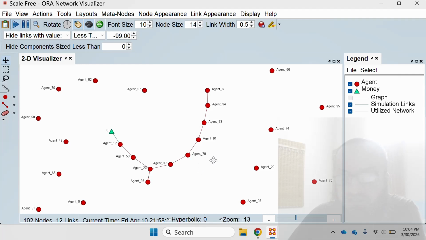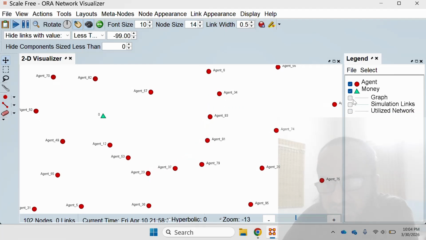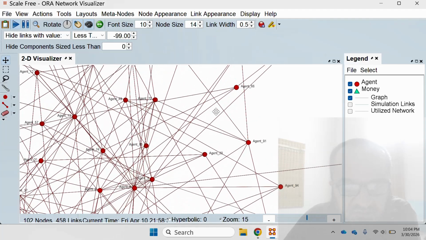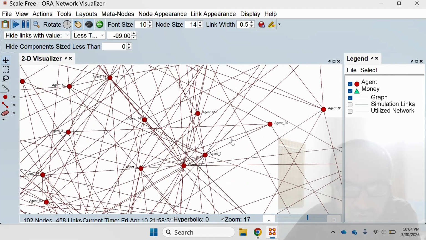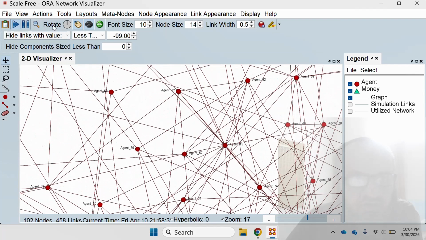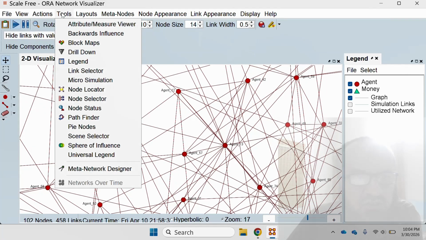Keep in mind that this is not deterministic. This time it went from agent number 6 to agent number 34. Next time we run the simulation, it can be not agent number 34 but maybe some other agent. So for example, if we just see the graph only and see where agent number 6 is, where we started from.